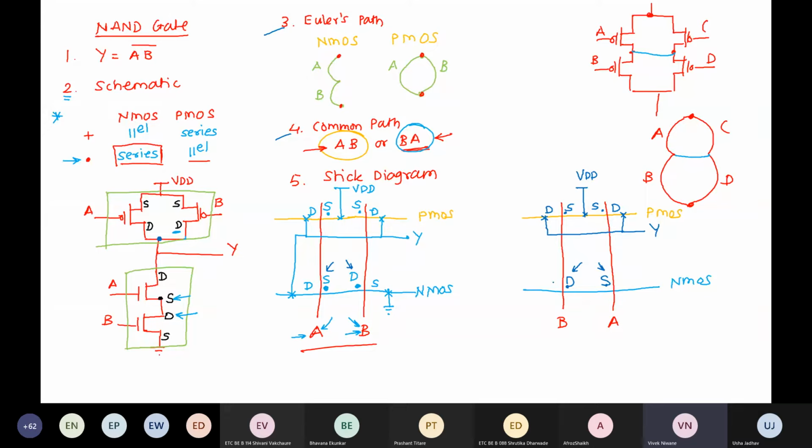Okay, and the remaining terminal will automatically be source and this will be drain. So the drain of A is going to output. Great. And the source terminal of B is going to ground. Source of B is going to ground. तो मैंने अगर सीक्वेंस थोड़ा सा अलग लिया तो मेरा स्टिक डायग्राम भी चेंज हो गया.